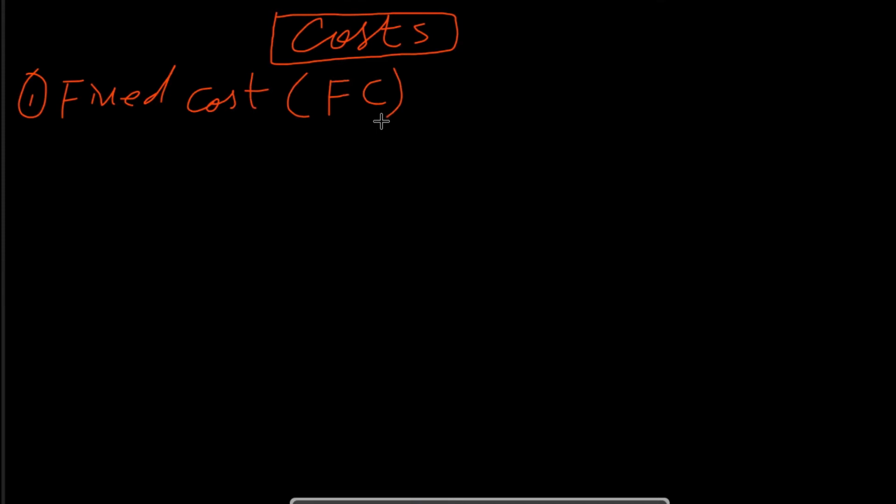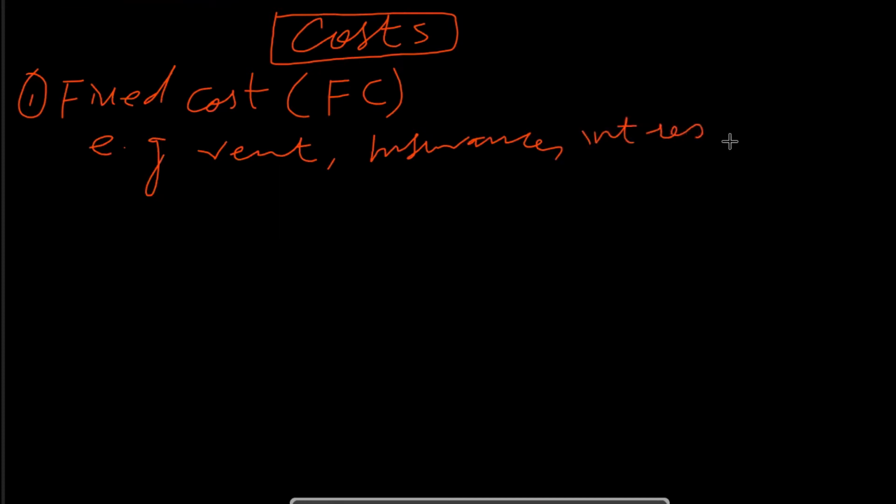Fixed cost is the cost which we have to pay even if output is zero, and it remains constant even if output increases or falls. For example, we have to pay rent of the building irrespective of the level of output produced. We have to pay insurance cost irrespective of output produced, and we have to pay interest if we got any kind of loan from the bank. So these costs are basically fixed cost, and fixed cost can be explained with a schedule and diagram.